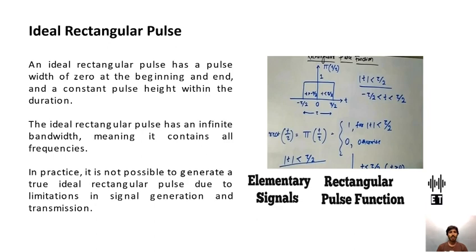Ideal rectangular pulse. An ideal rectangular pulse has a pulse width of 0 at the beginning and end and a constant pulse height within the duration. The ideal rectangular pulse has an infinite bandwidth, meaning it contains all frequencies. In practice, it is not possible to generate a true ideal rectangular pulse due to limitations in signal generation and transmission.